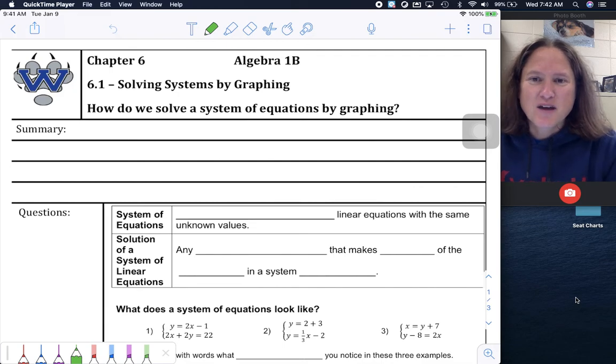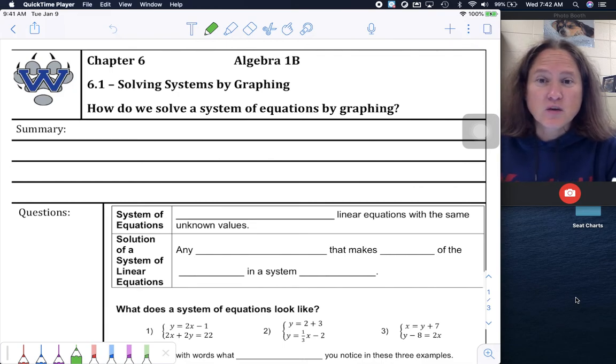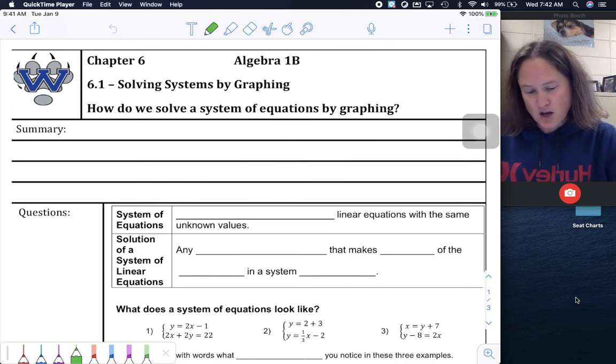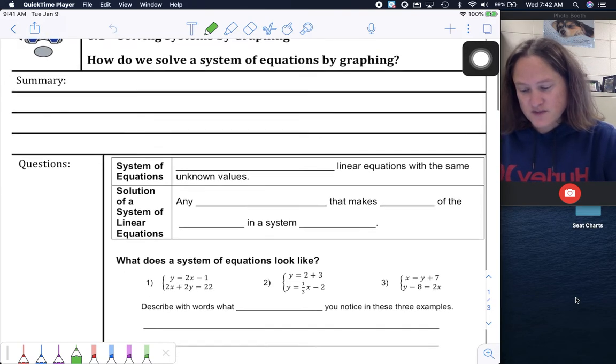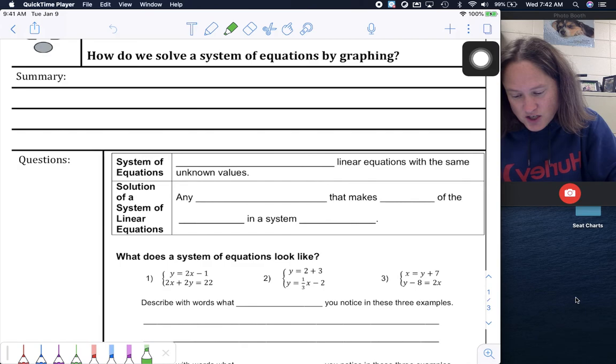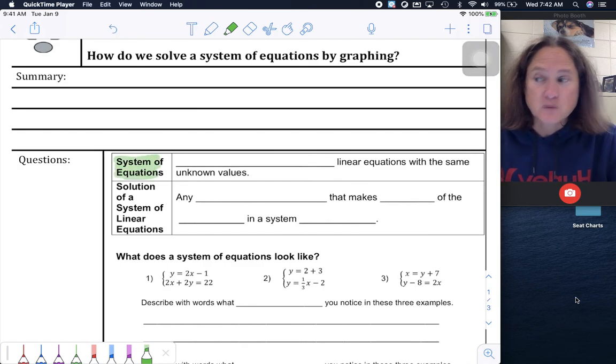Okay, hello everybody. This is going to be just hopefully a quick video that's going to walk you through how we solve systems of equations by graphing. So we're going to talk about what a system is, how we solve it, all that fun stuff. So first things first, system of equations. What actually is a system? I've been talking about it for a while since we started chapter 6, but what is it?